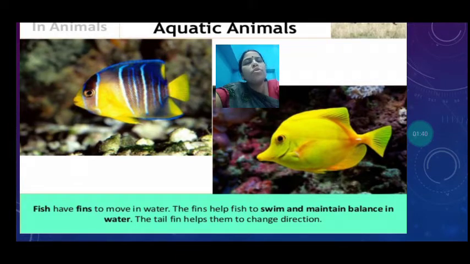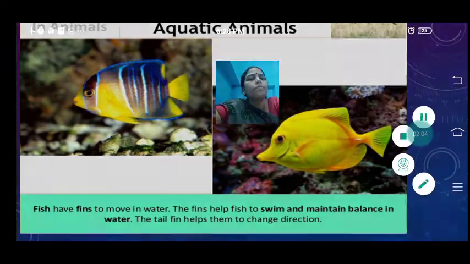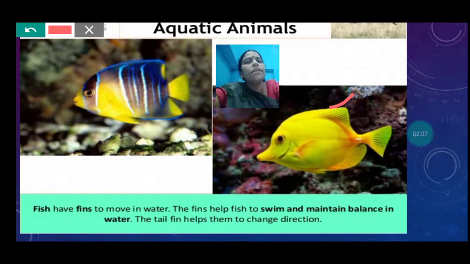Fish have fins to move in water. What feature helps the fish to move in water? Fins help the fish to move in water. The fins help a fish to swim and maintain balance in water. The use of the fins in the fish is to swim as well as maintain balance. The tail fin helps them to change direction. So, fins help to swim and maintain balance, and tail fins help in changing direction in water.